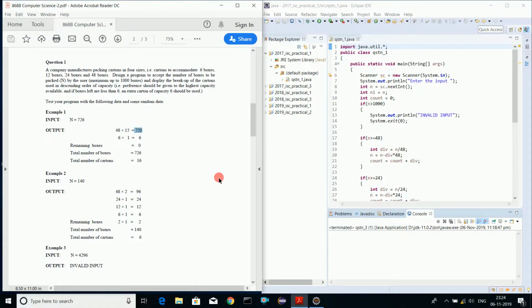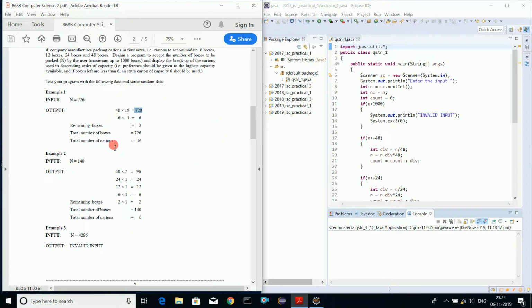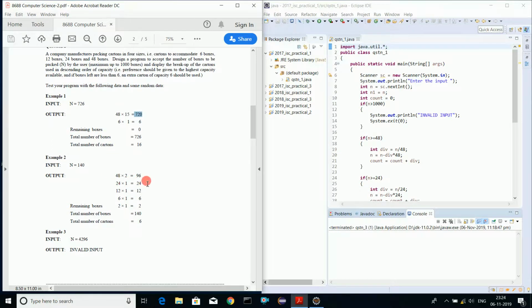Okay, let's go with another example. Suppose the input given by the user is 140. I'll start with 48 boxes. I'll get 96. The left out is 44. I will give one carton to 24. And next we'll have about 20. One I'll give to 12. One I'll give to 6. And we have left 2. Remaining boxes will be 2.